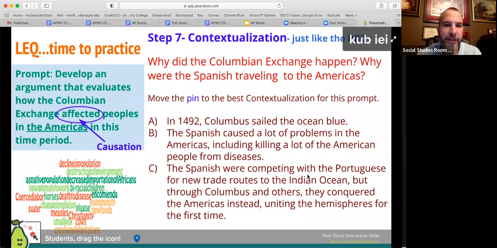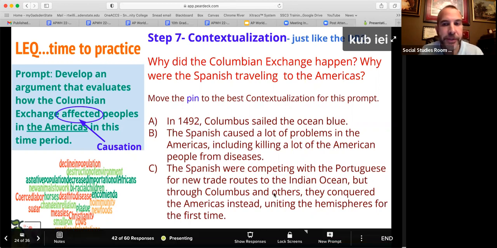C definitely is your best answer here. It not only tells us why the Spanish are there, it tells us why in terms of the competition for trade routes in the Indian Ocean. And of course, Columbus's role as well. So that clearly is going to be your best response there.